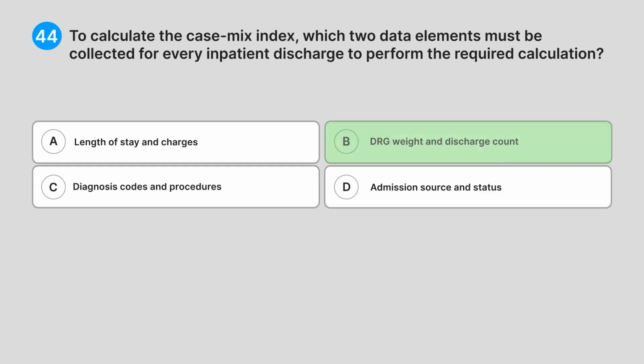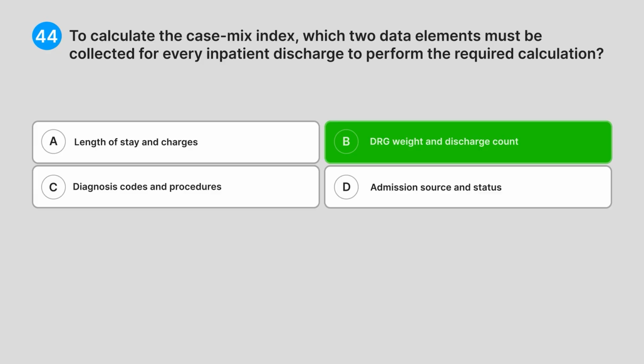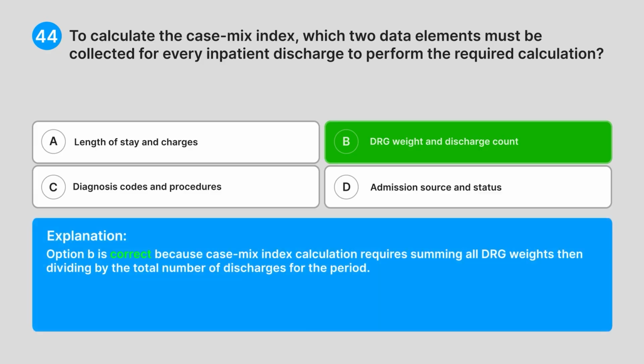Correct answer, B. DRG weight and discharge count. Explanation. Option B is correct because case mix index calculation requires summing all DRG weights, then dividing by the total number of discharges for the period.